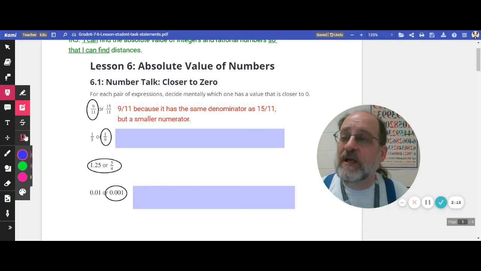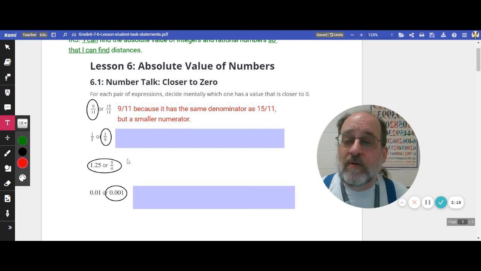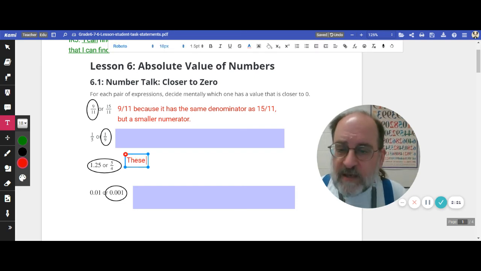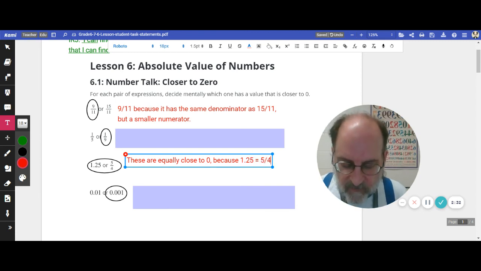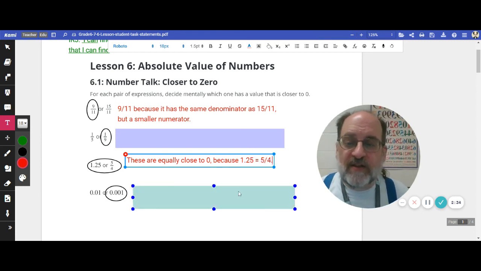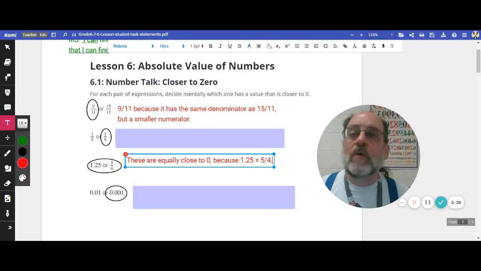Let's fill in what's going on here. So these are equally close to 0 because 1 25/100 equals 5/4. It's just another way of writing the same number. $1.25 is the same thing as 5/4. Or this improper fraction can also be written as a mixed number.